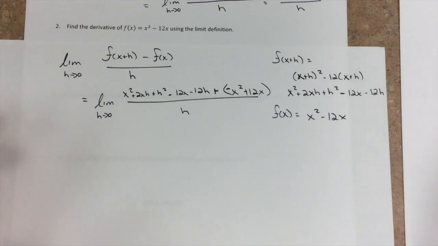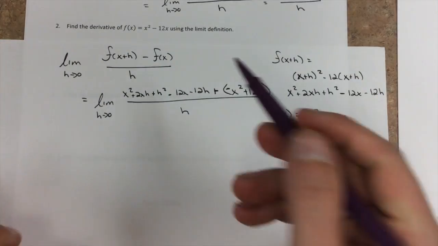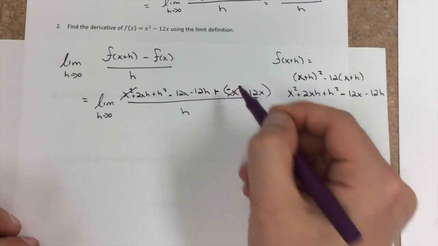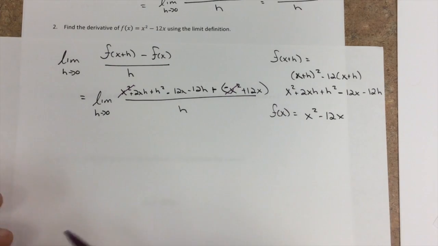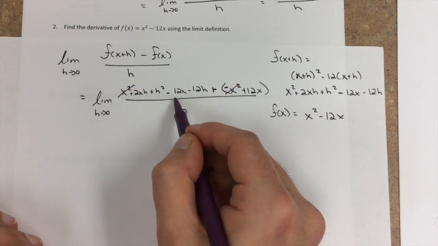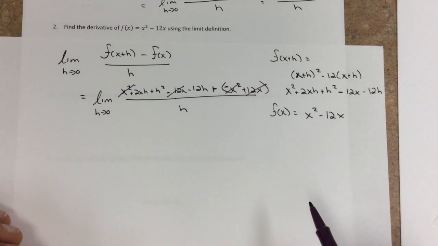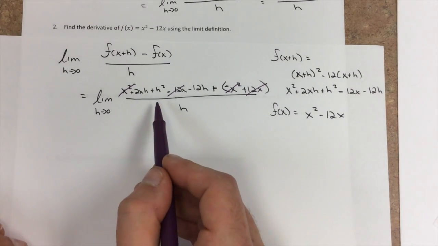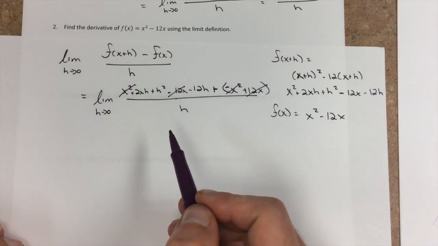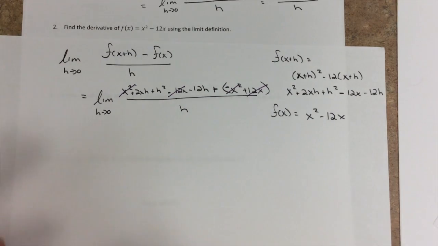Now let's start simplifying terms. We have x squared here. We have a negative x squared. Those cancel. We have a negative 12x here. We have a positive 12x. Those cancel. Everything else that we're left with has an h in it. That's exactly what we want.